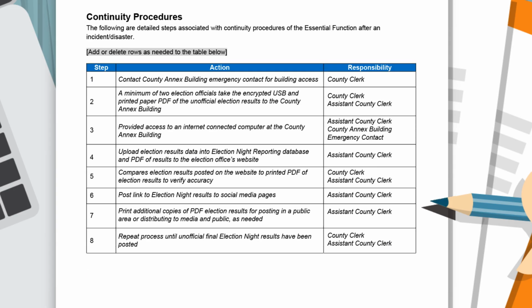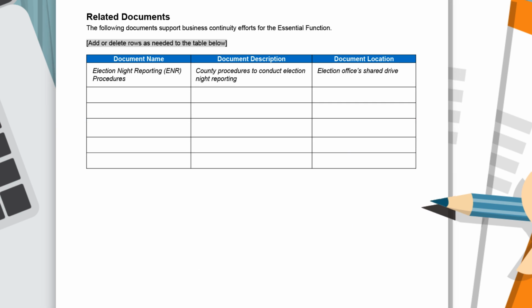Now, the most important part. Detail the continuity procedures and steps to recover the essential function. Work through this carefully and list all of the actions that might need to be taken, as well as who is responsible for taking each action. Involve other election office staff and continuity team members so that nothing is overlooked. Finally, list the documents that support the essential function. This may include things like standard operating procedures created by your election office or manuals provided by vendors.